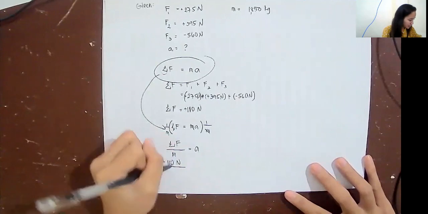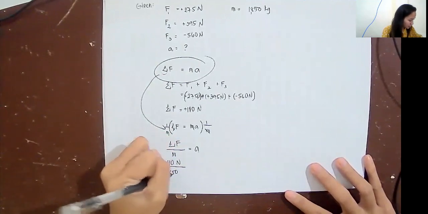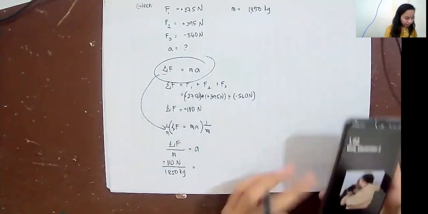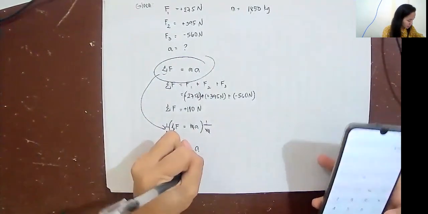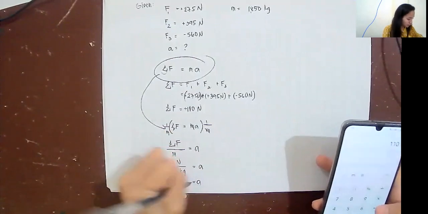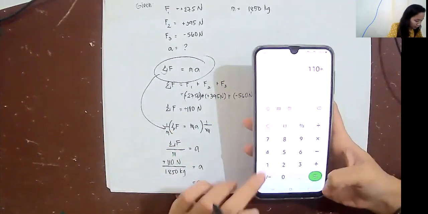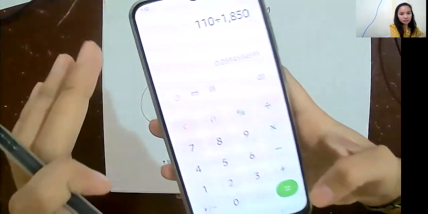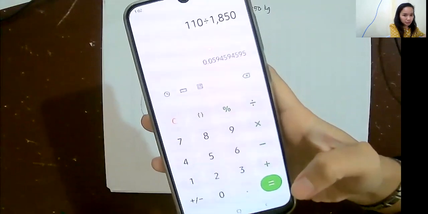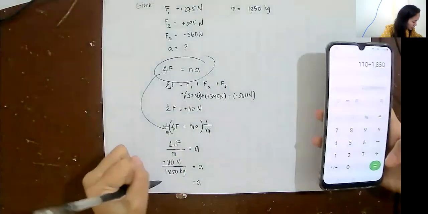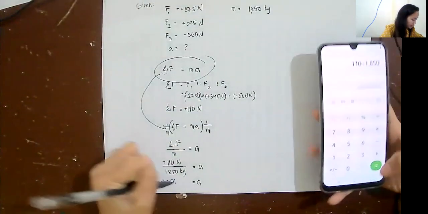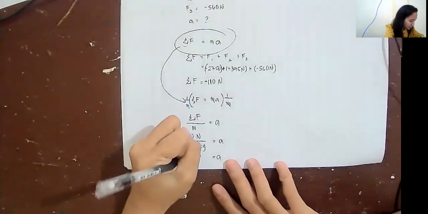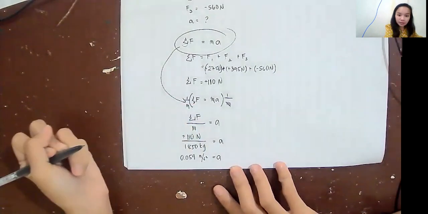And your mass is 1,850 kilograms. You divide, this is your acceleration, and then if you divide this, you will get 0.059. So that's 0.059. Since this is acceleration, your unit for acceleration is meter per second squared.